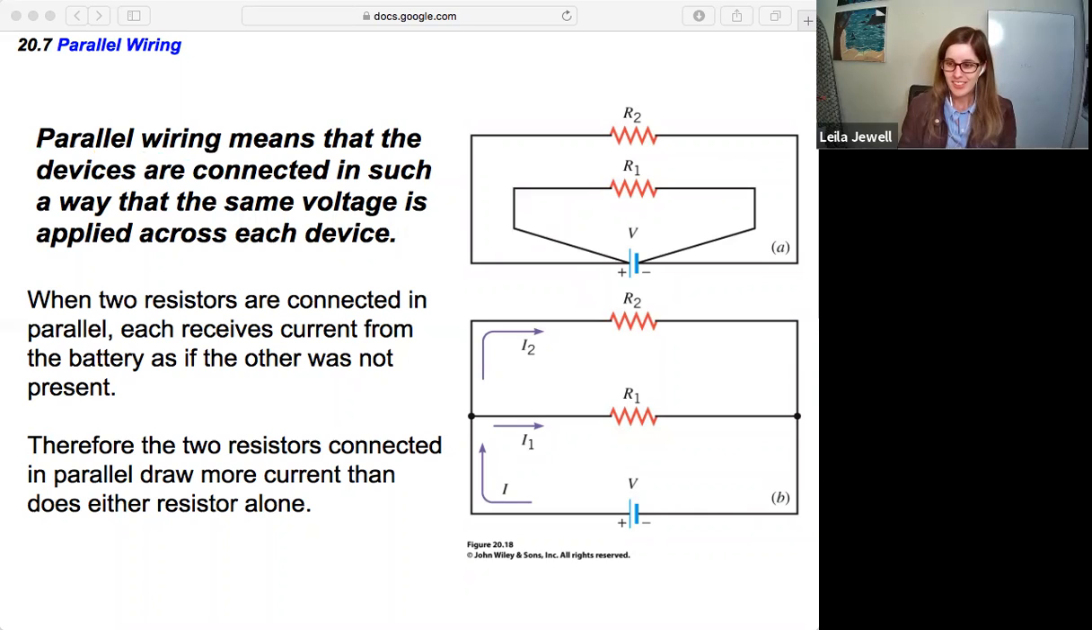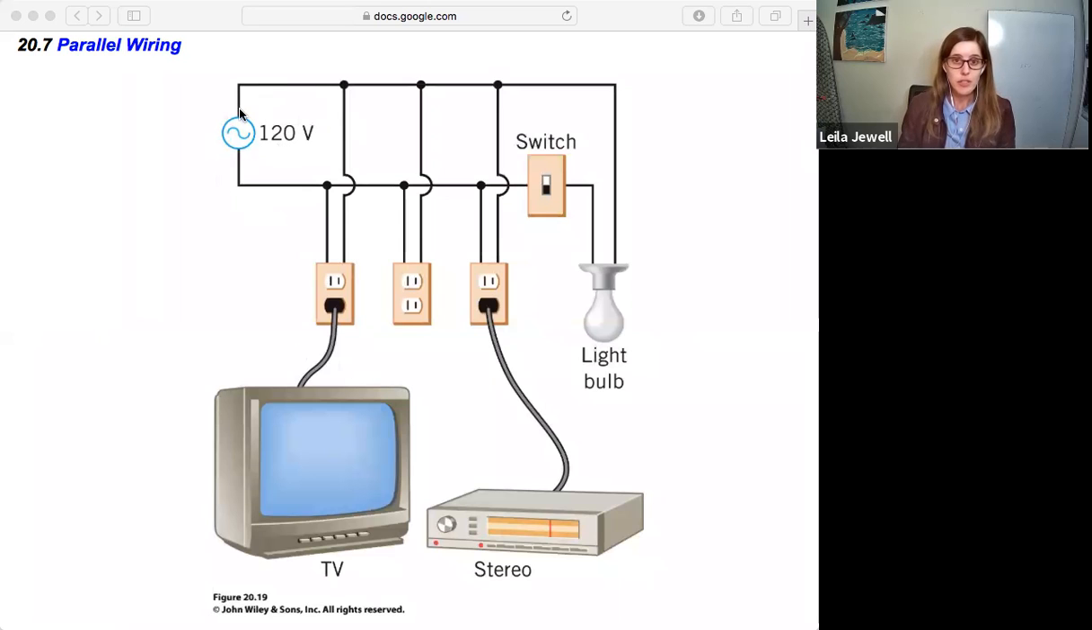So some examples of parallel wiring: households are often wired in parallel. Here we have the 120 volt AC generator, and it comes to the house, and there are all these different outlets. If these outlets were all wired in series, then in order to turn on the TV, you'd also have to turn on the light, right? Because they would all need to be on. The stereo would need to turn on too. But because they're wired in parallel, the TV is able to connect to the generator, to the electricity, as is the stereo and the light bulb with its switch. So each of these can operate at the same time, but they don't have to.